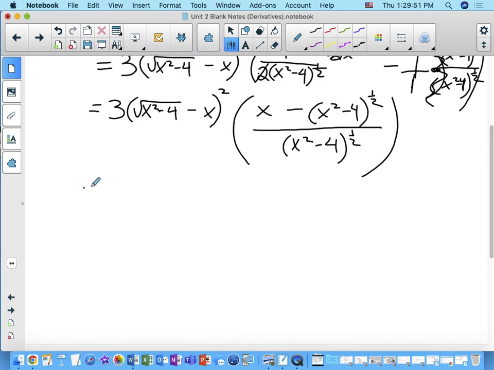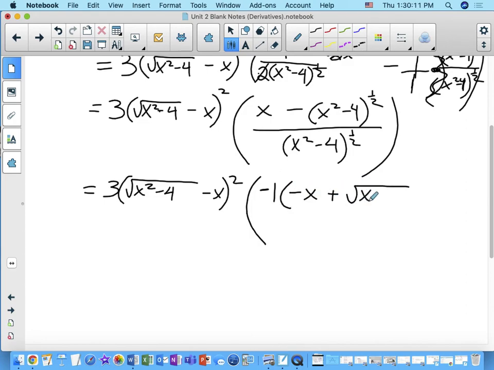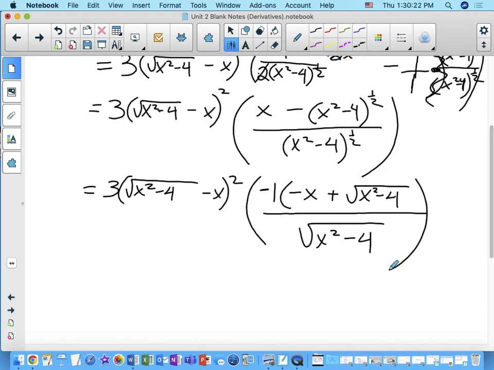Okay, let's see. 3 times the square root of x squared minus 4 minus x squared. Now I'm going to factor out a negative 1 here. And I'll put this back into radical form. Times negative 1 times negative x plus the square root of x squared minus 4 over the square root of x squared minus 4. Huh. Well, now I've just found myself another factor of the square root of x squared minus 4 minus x.